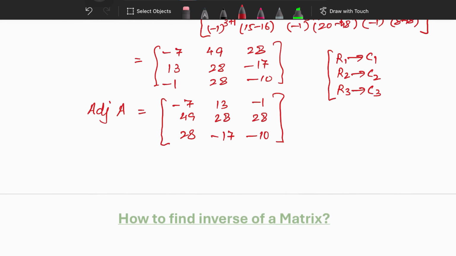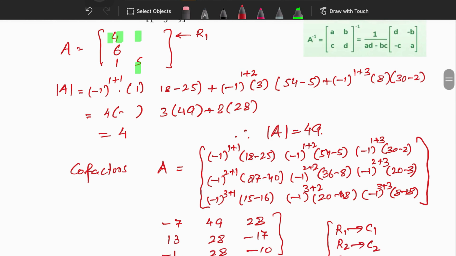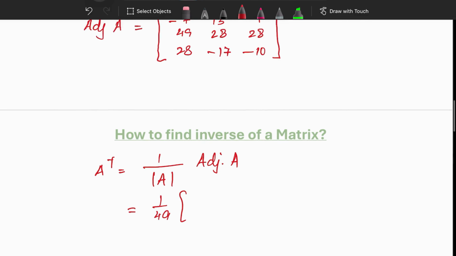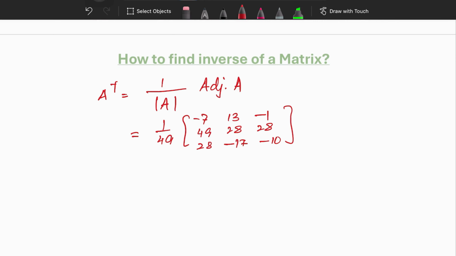So therefore, I'm just one step away from my final answer. A inverse is equal to 1 over the determinant value of A into adjoint A. So what's the determinant value we found before? It's 49. So I will write here 1 over 49 into the adjoint A we recently found. So that's going to be negative 7, 13, negative 1, 49, 28, 28, and 28, negative 17, and negative 10. This is my adjoint A.